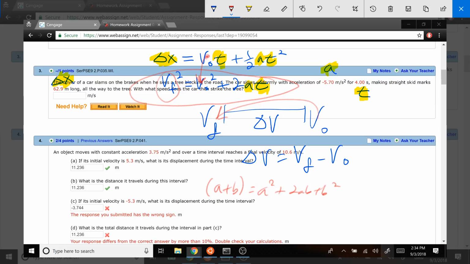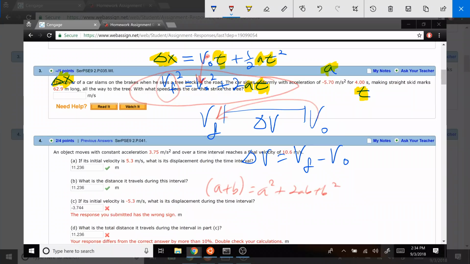Skid marks of a length. That's not a position and a position. That's a length, so that's a delta x. So delta x is going to be 62.9 meters. And then I want to draw some kind of a little picture. Not much picture to this. At best it's a number line.